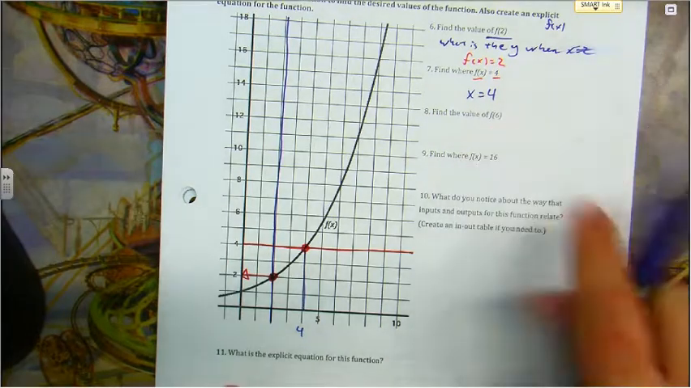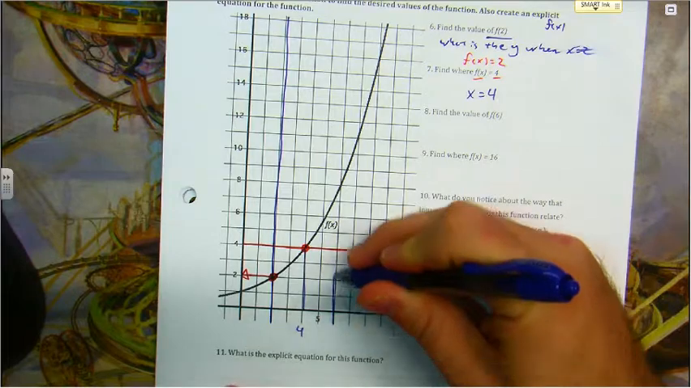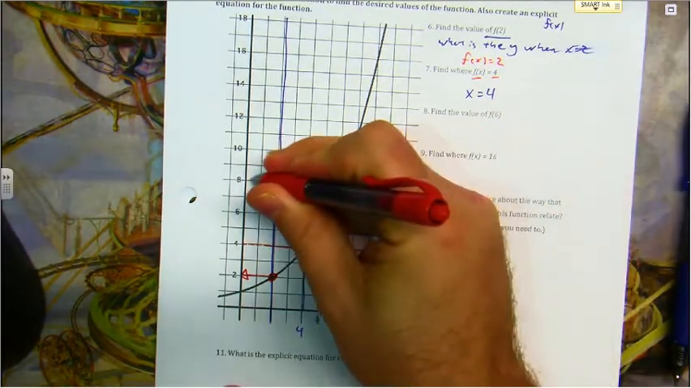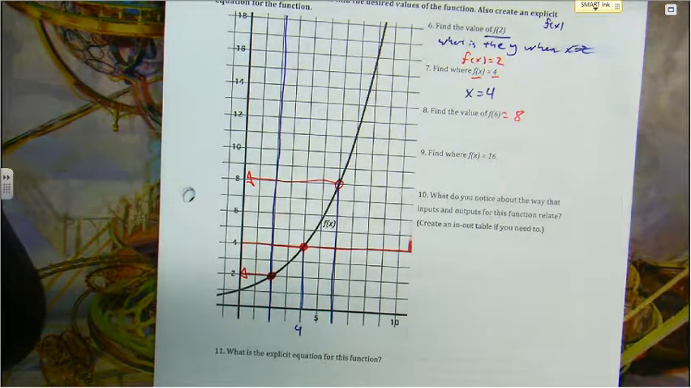Find the value of f of 6. So this time it's 6 in for the x. So let's go up to 6. We see that it crosses right here, which is at 8, so f of 6 equals 8. Okay. And there we go. That's going to be our pattern. It wants us to find out what the explicit equation of this is.